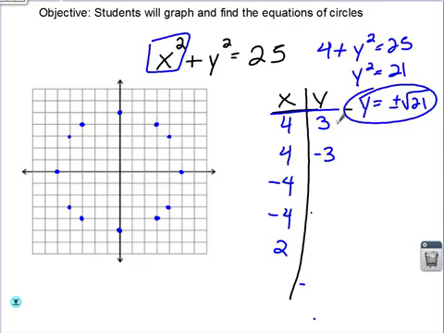Let's type that into the calculator. When x is 2, you get the square root of 21, which is 4.58. So about 4.6, or you could get negative 4.6. Same thing when you plug in negative 2. It's symmetrical, so you're going to get those values. Again, I believe you see what's happening. You have a circle.